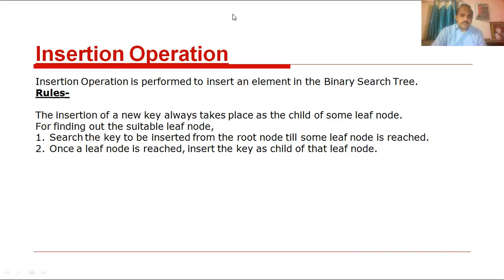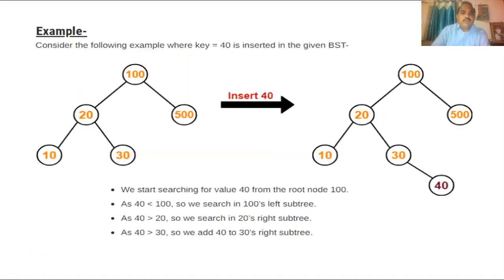So to find the suitable leaf node, search for the key to be inserted from the root node until some leaf node is reached. Once a leaf node is reached, insert the key as a child of that leaf node. All of you, in a binary search tree, insertion is very easy. Based on the conditions, the element is inserted as a leaf node only. It is inserted only at the last level. For example, consider the following example where key equals 40. I want to insert 40 in the binary search tree.